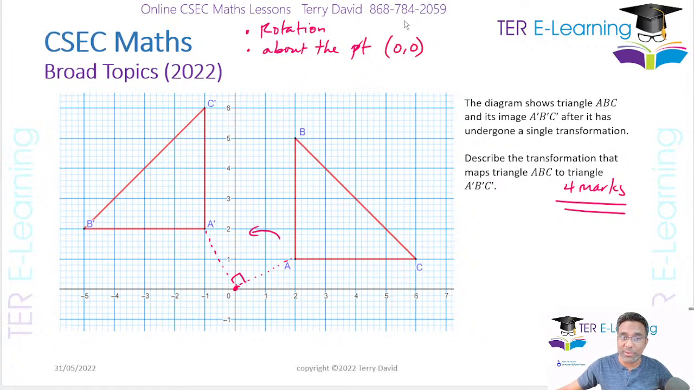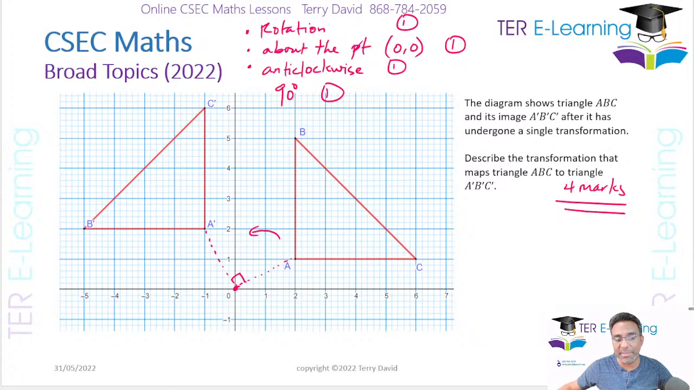So this is how CXC would normally mark this. One mark for saying rotation, one mark for saying about the point 0, 0. We need to specify whether it's clockwise or anti-clockwise. In this case, it's anti-clockwise. Again, one mark for this. And we need to specify the angle. We're going to say 90 degrees. It's 90 degrees anti-clockwise. So this question could potentially be 4 marks in the exam. It could be less, but in the past, that's what they did.